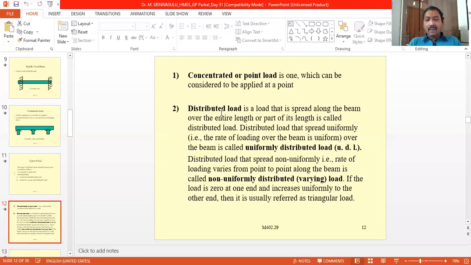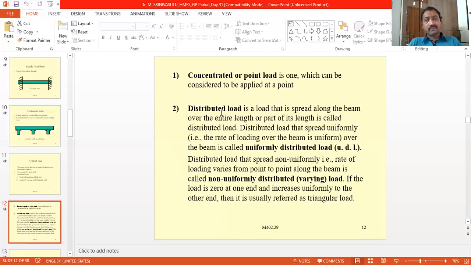And on the other hand, if the magnitude of the load is varying throughout the length, that means it is starting at 0 point and gradually increasing to the maximum value throughout the length of the beam, then it is called the uniformly varying load. So generally we will come across the uniformly distributed load, that is the UDL. So here, first of all, we should be able to know what is the distributed load.